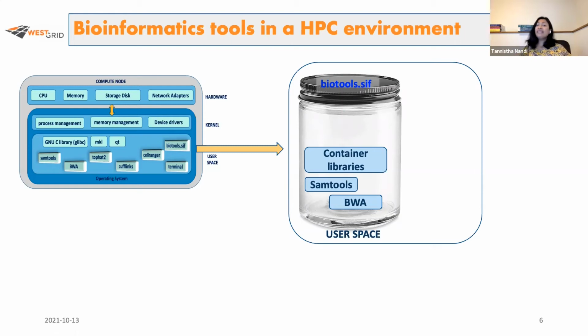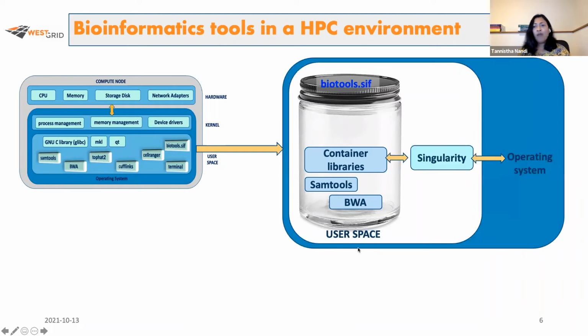So the resulting container package is called an image, a container image. They are often saved with an extension .sif or .simg. Now, these images can then be run as containers via programs like Singularity that communicate with the host operating system.